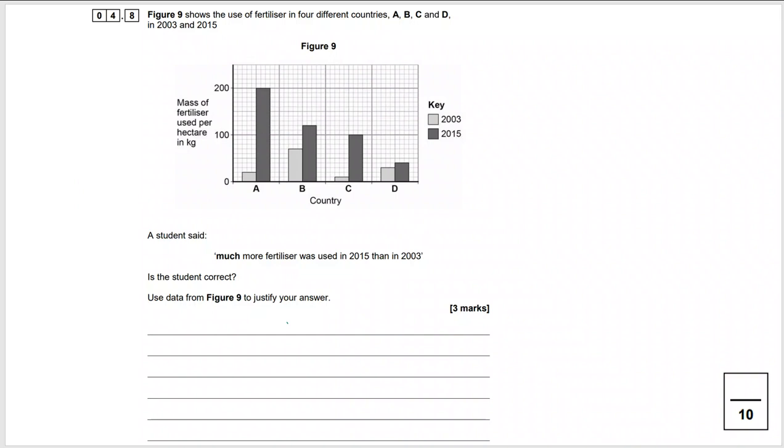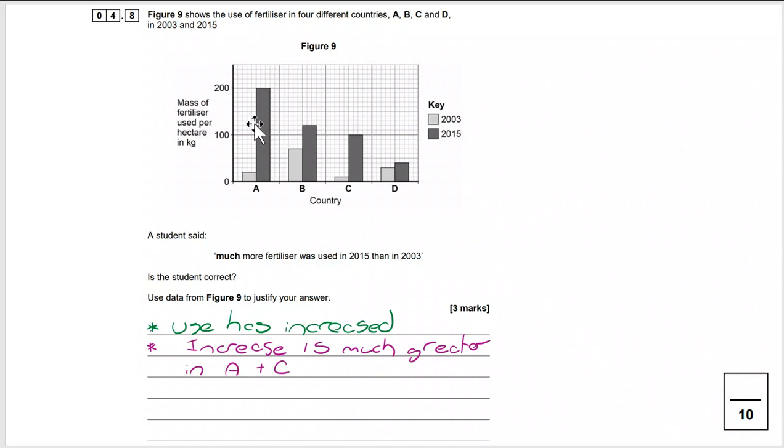Well, in real terms, overall, yes, but we can break it down a little bit further, and bear in mind this is a 3-mark question. So use has increased, absolutely. But the increase is much more pronounced in A and C than it is in B and D. And it's asking you to use data, so actually put some data in.